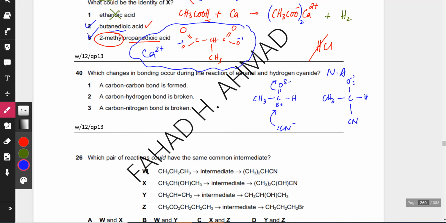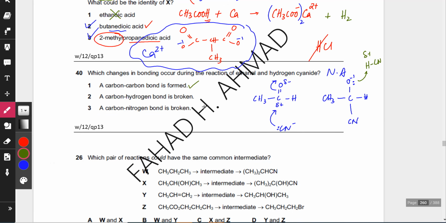So what's happening in this reaction? He's saying what changes in bonding are occurring. And in the last step, there's an HCN molecule coming in. The positive H is going to get attracted to the negative electrons. Now, a carbon-carbon bond is formed, which is true. A carbon goes and attaches to another carbon atom. So the first statement is correct.